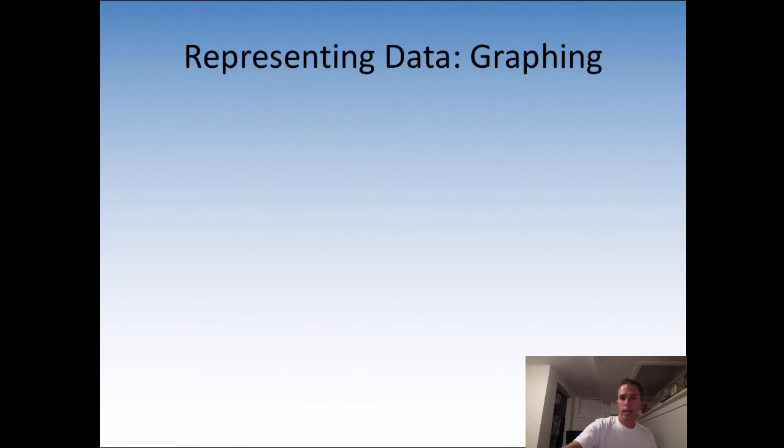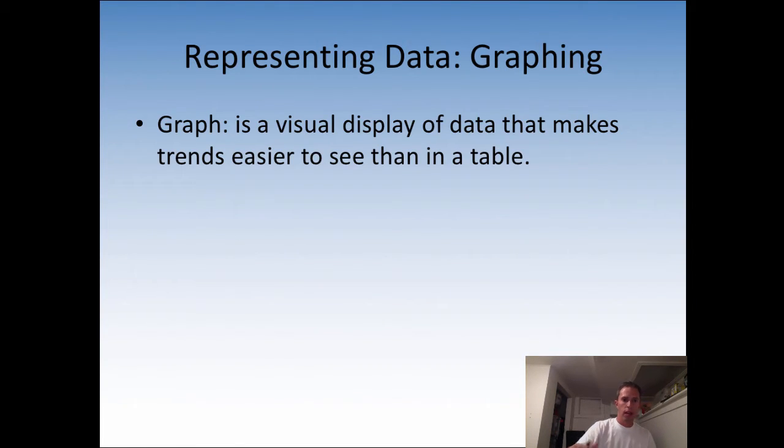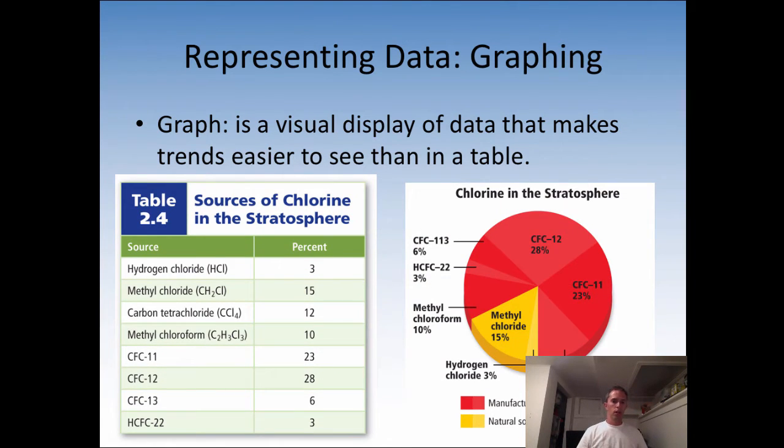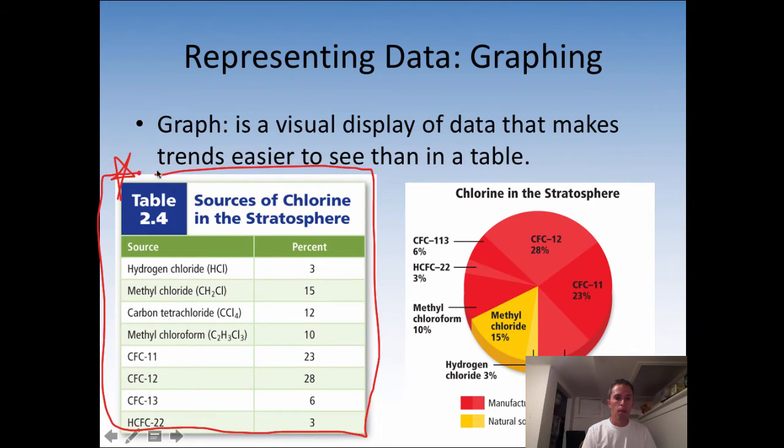Okay, representing data. We're going to talk about graphing for a second. A graph is a visual display of data that makes trends easier to see than in a table. So I've got an example here on the left. This is a data table. In science, we see data tables all the time. They tell us good information, they really do. But if we can take the information from a data table and throw it into a graph, this makes it much more visual for people, and we can see the results much faster.